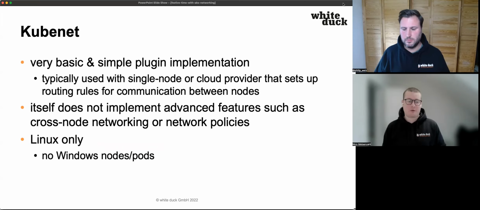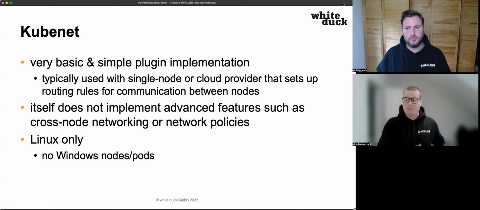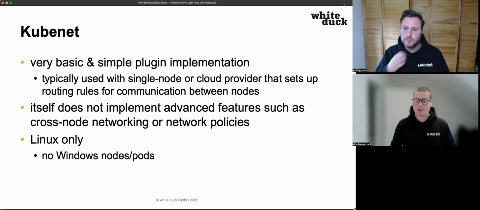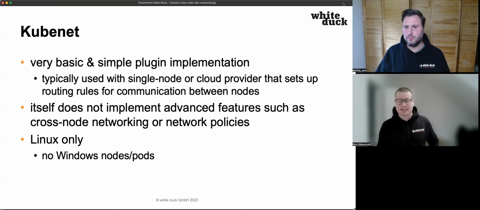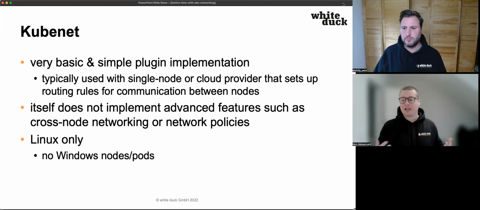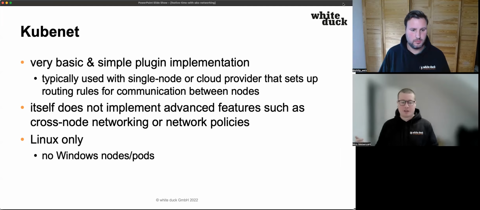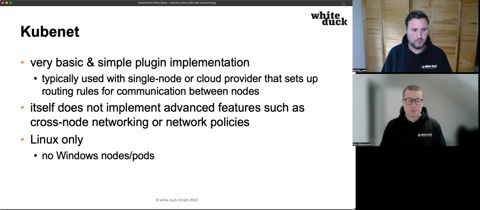It's a very basic and very simple implementation, so it really only covers the basic functionality to get a network for pods to communicate with each other. So it's mainly used for single node deployments, or in cloud provider scenarios like with Azure. Basically, it's a combination between Kubenet and the underlying virtual network infrastructure of the cloud provider, because Kubenet itself only covers networking on a single node. So you have no option to talk from one node to another node just with Kubenet. So it's really very basic.